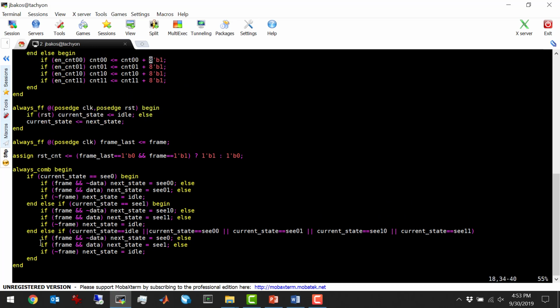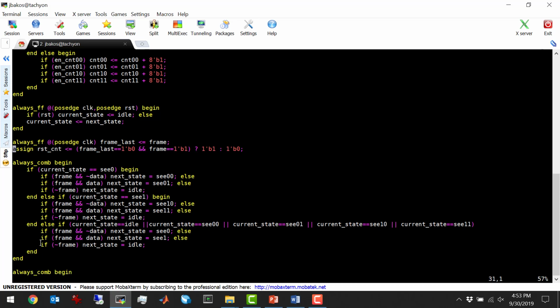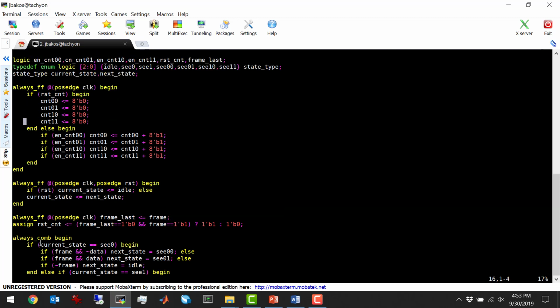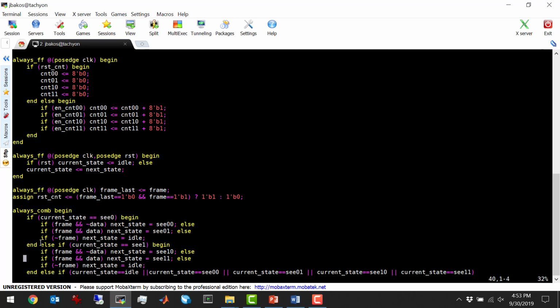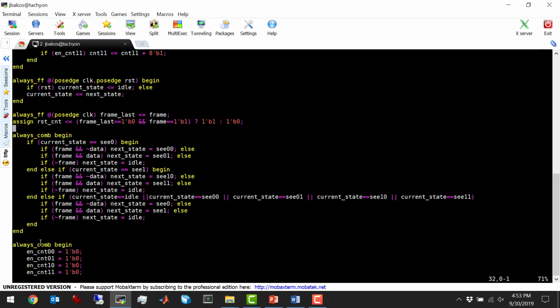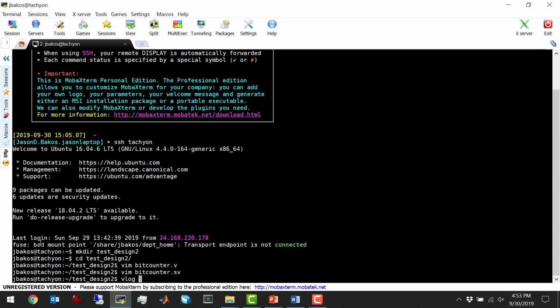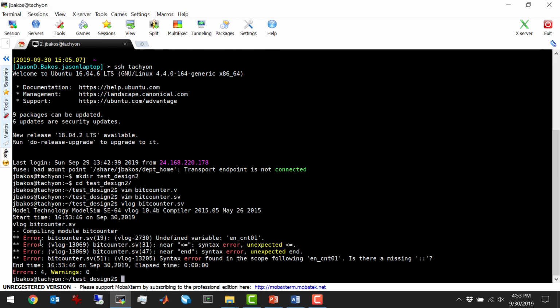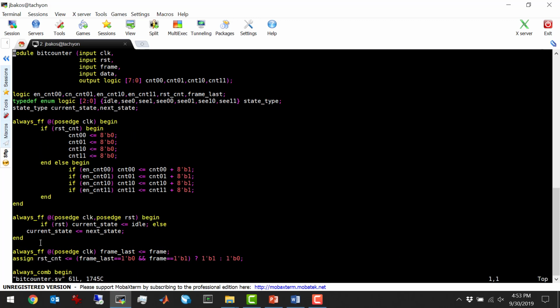Okay, so the reset count is set there. Clock logic is here. Counters are here. Next state logic is here. Output logic is there. I think we're good. All right, now it's time to see if it compiles. Okay, got an error. Undefined variable enable count 0, 1. Must be enable count 0, 1. Did I not name it? In the logic, you put CN instead of EN.